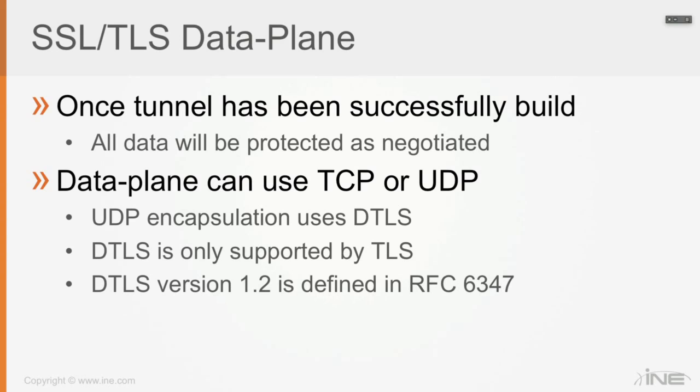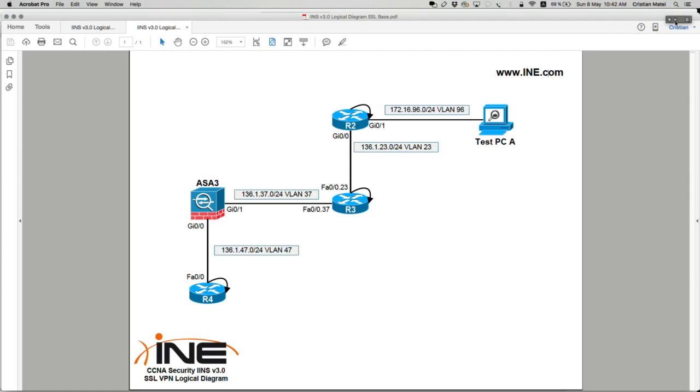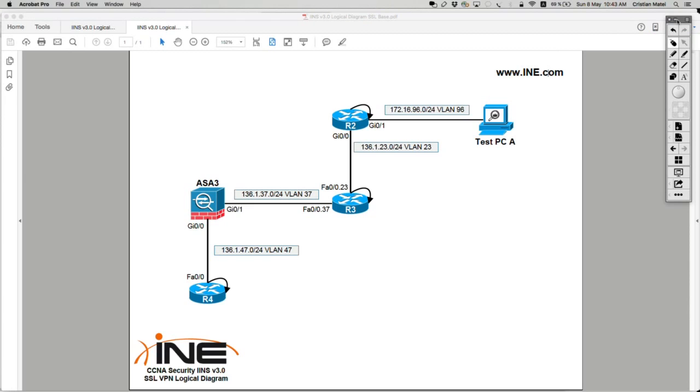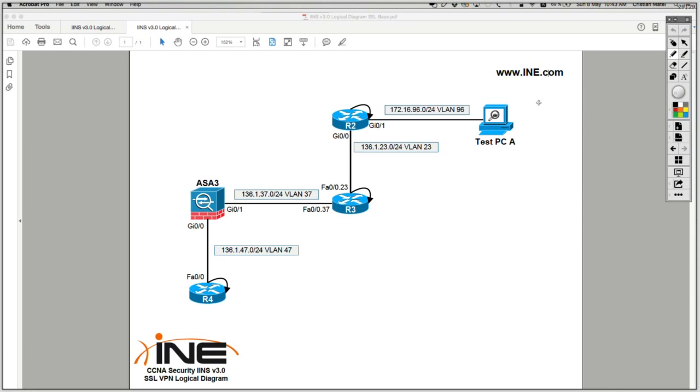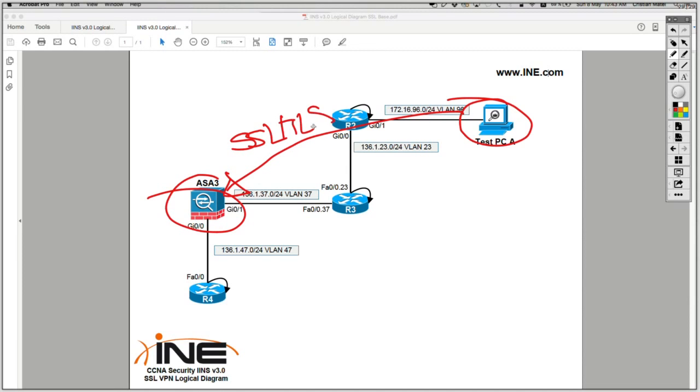Now, why would you want to send the data plane traffic over UDP, so by running DTLS instead of TCP, so through TLS? Looking back at our diagram, depending on the use case, DTLS is not supported by all SSL or TLS sessions. DTLS is mainly used in VPNs. So what's going to happen when TestPCA fires up an SSL or TLS VPN session with the VPN gateway, which is ASA3, is going to fire up an SSL or TLS VPN tunnel.